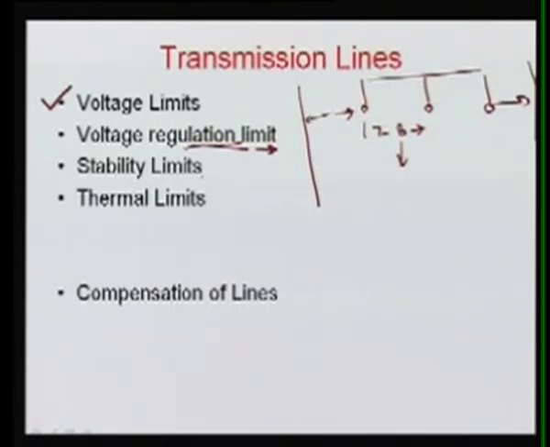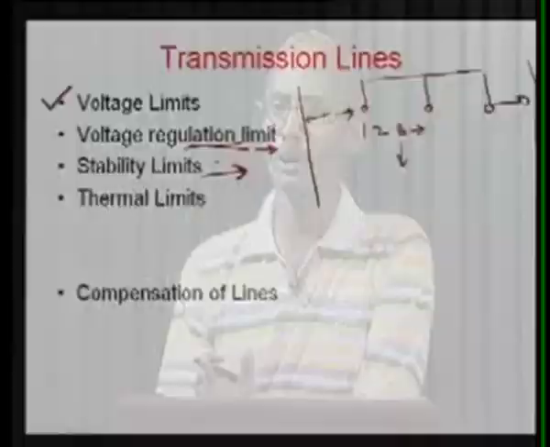The stability limit is very prominent if the transmission line is very long. As you know, if the transmission line is very long, then it is not possible to transfer more power than its surge impedance loading.